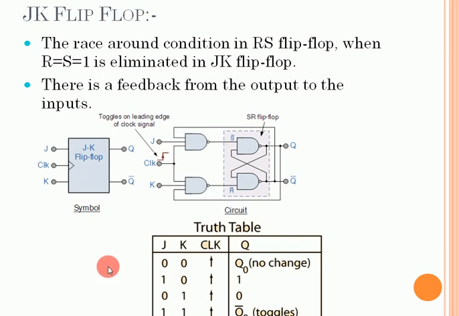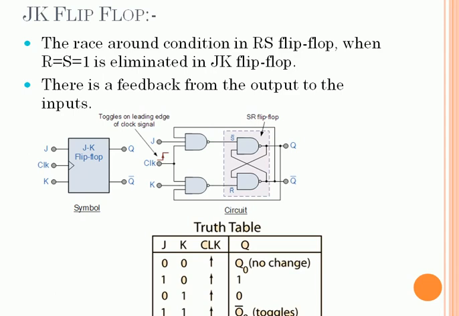So when we take the inputs J equal to 0, K equal to 0 with the high clock pulse, there will be no change in the output. That means it will remain the same as it was in the previous state. If the circuit was set in the previous state, it will remain set. If the circuit was reset in the previous state, it will remain reset. And when we provide J equal to 1, K equal to 0 with the high clock pulse, the output of the circuit will be 1. That means it will be the set state. And when we provide J equal to 0, K equal to 1 with the high clock pulse, the output of the flip-flop will be 0. That means the flip-flop will be in the reset state.